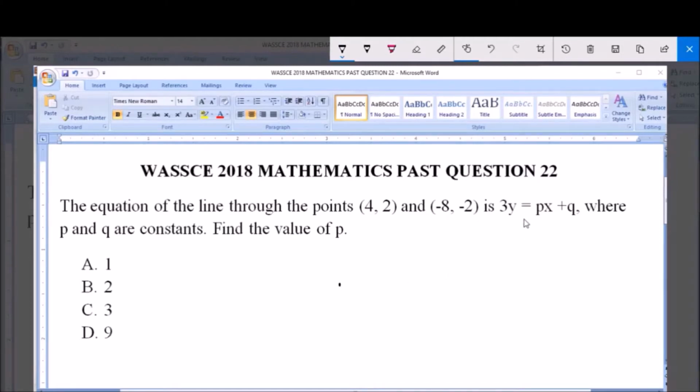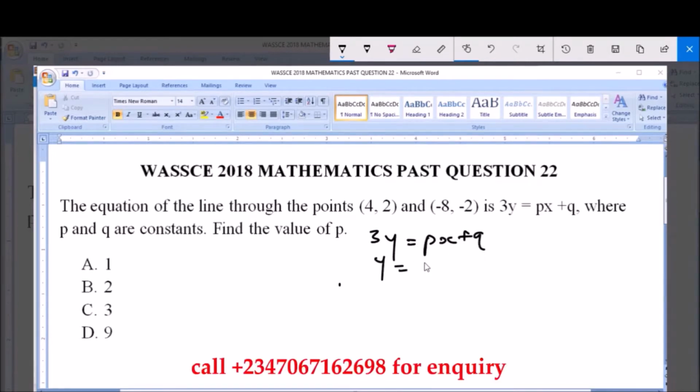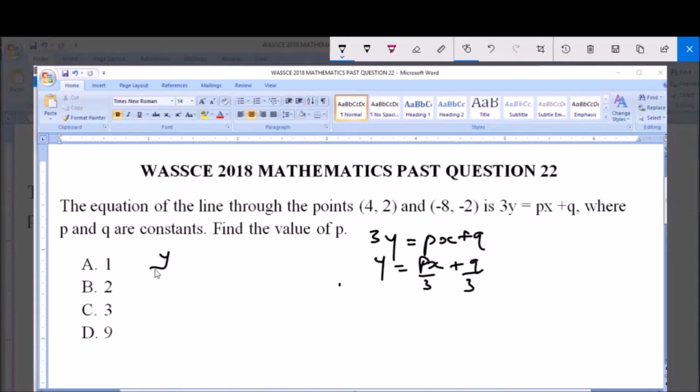So we're given the equation of this line to be 3y equals px plus q. Therefore, y equals px all over 3 plus q all over 3. Now this is the equation of this line. Remember, equation of a line is given as y equals mx plus c. Now this m here represents the gradient. That means on this equation of the line given to us, m is equal to p all over 3. Now this c here represents the intercept, and here c is equal to q all over 3. But now we are asked to find p.